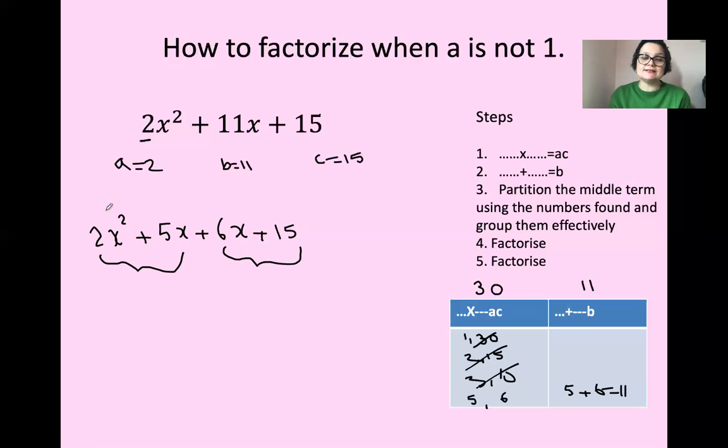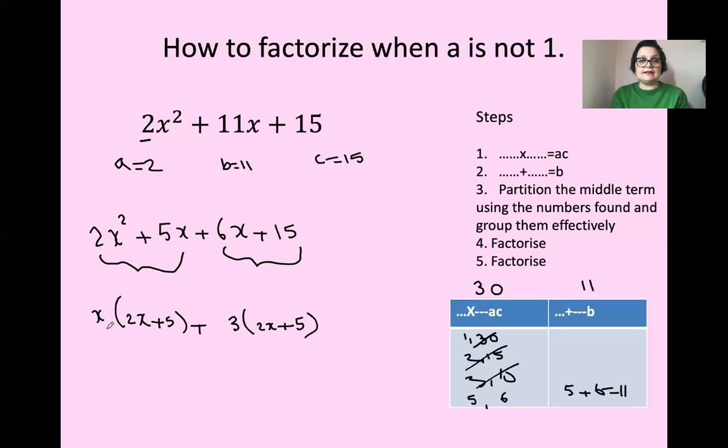And then now we are going to group these, the first two with the second two, and factorize. Now, the highest common factor for 2x to the power of 2 plus 5x is going to be x: x, open the bracket, 2x plus 5, plus the highest common factor of 6x plus 15, which is going to be 3. Open the bracket, 2x plus 5.